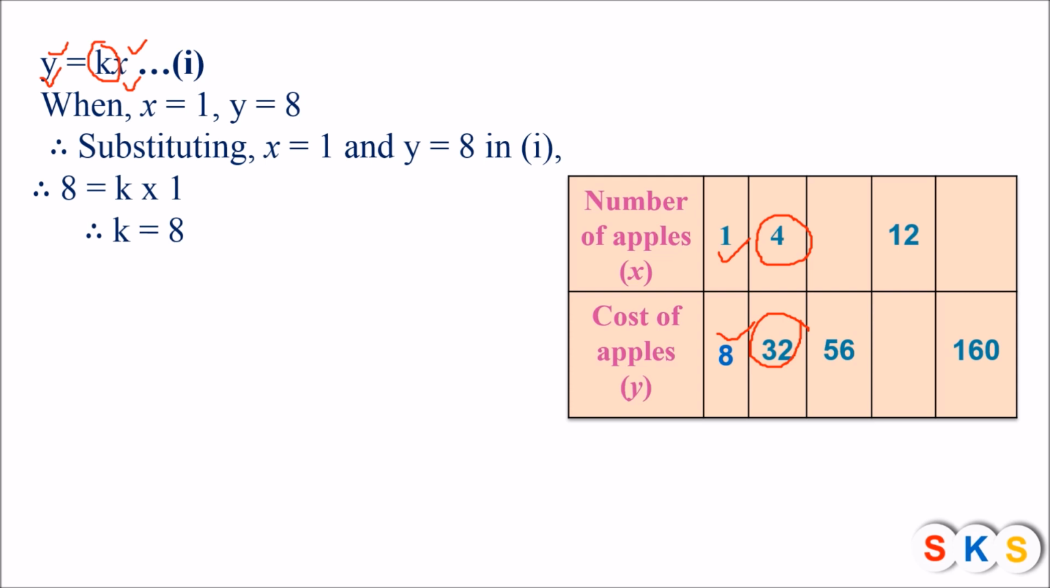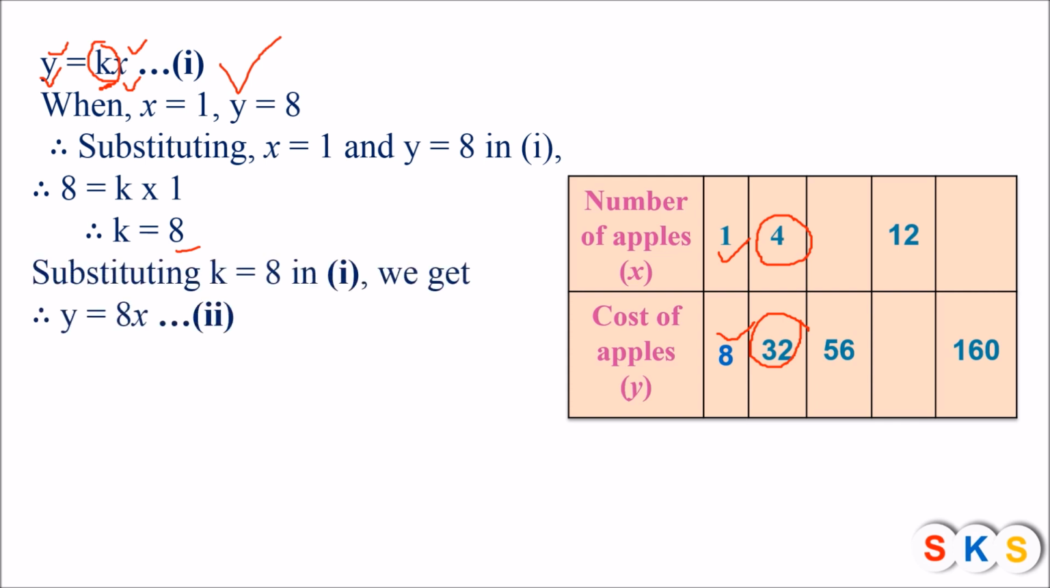Now what we are going to do is substitute the value of k in equation number 1. Can you see equation number 1? Here we have equation number 1, and we are going to replace k by 8. So if we replace k by 8, we will get y equals 8x. Y equals 8x, and that would be equation number 2. And now this equation will help us to complete this table.